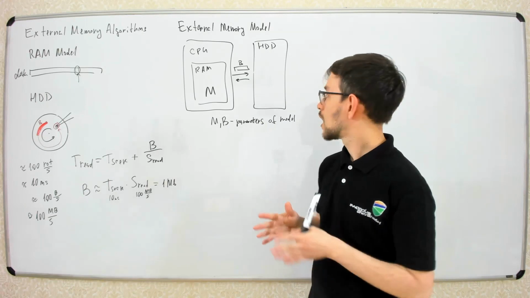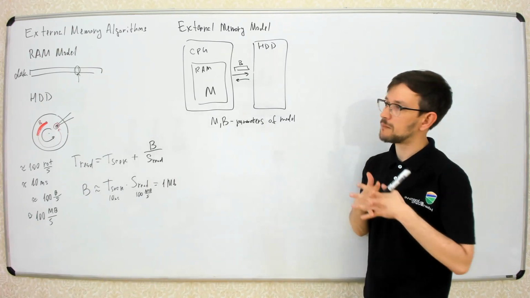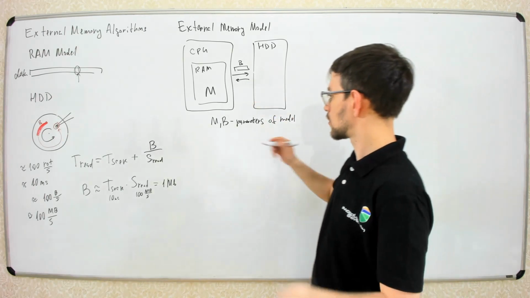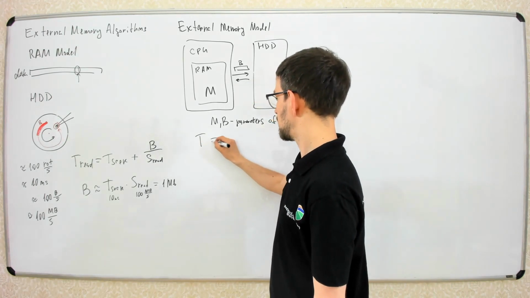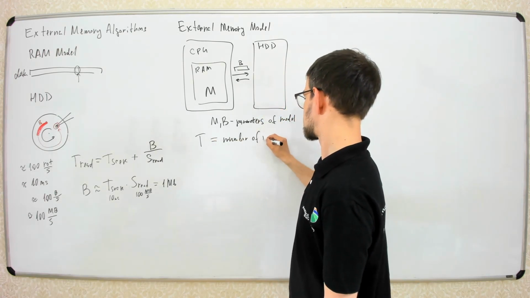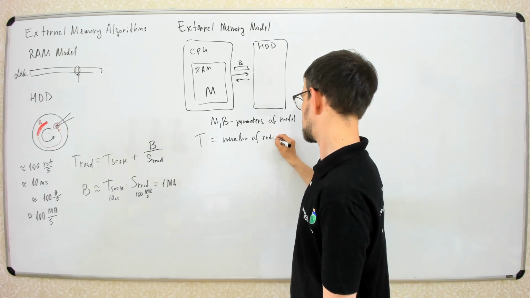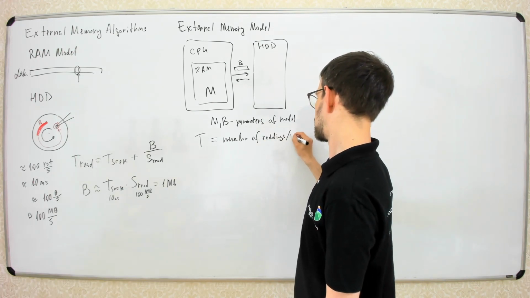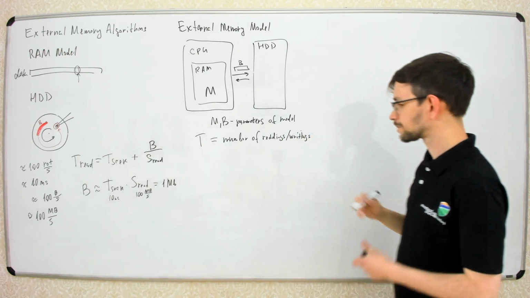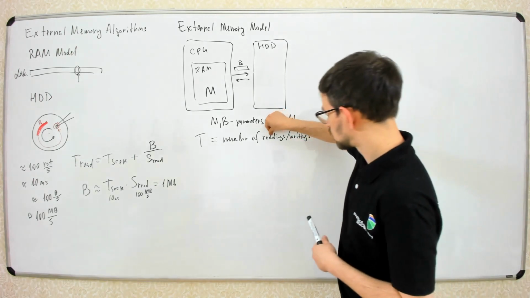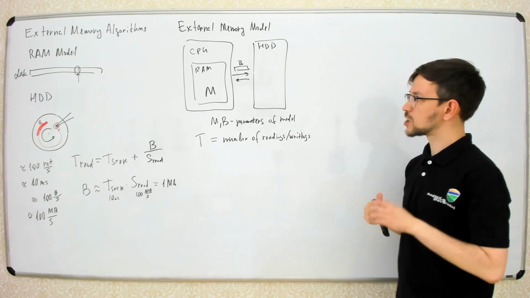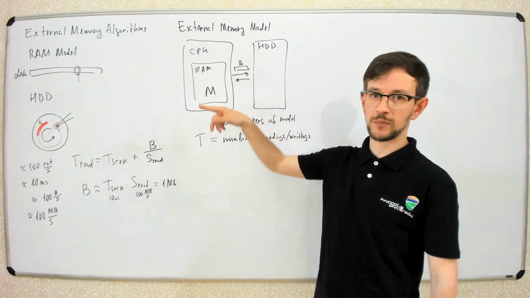Now, how do we measure time in the external memory model? Very simple. We will measure time in the number of reading or writing operations, the input-output operations. So time complexity will be equal to the number of these readings or writings. We will only measure the number of times we need to write or read a block of data.